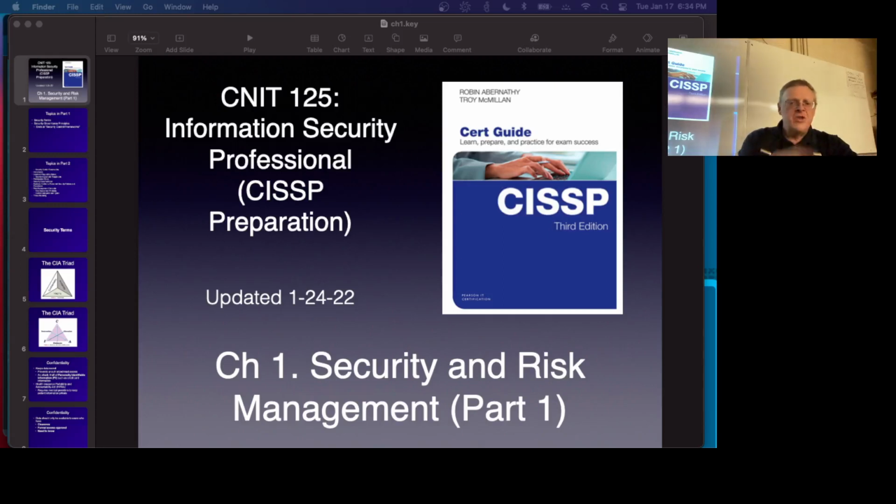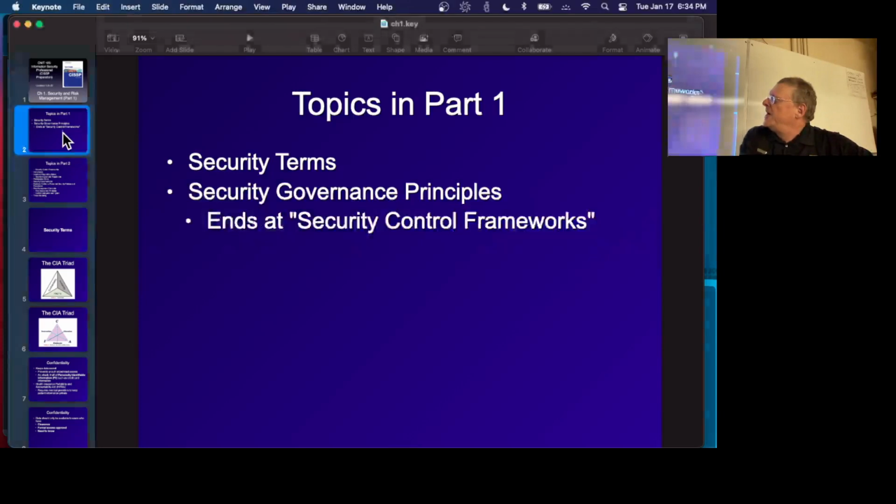So let's do the first bit of the first chapter, and we'll see how it goes. We're going to do security terms and a few security governance principles, and then a lot of it is going to be left for next class.